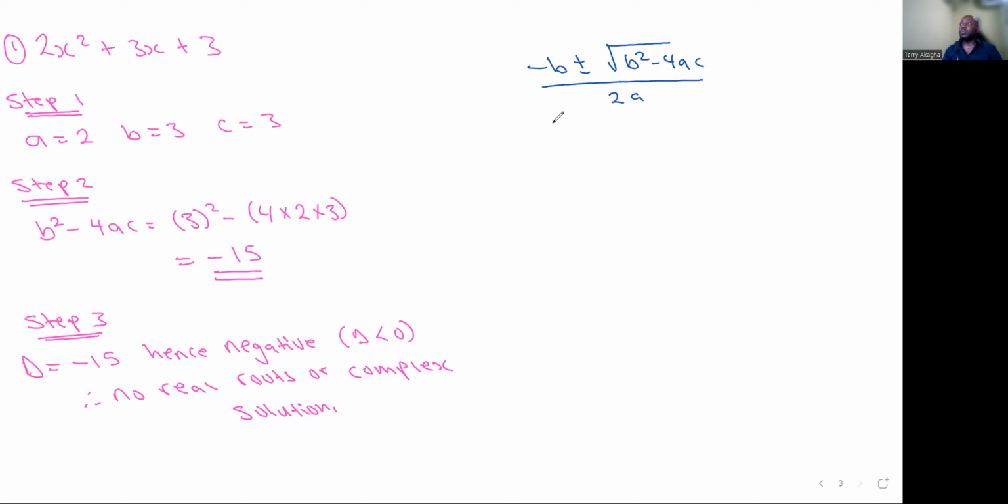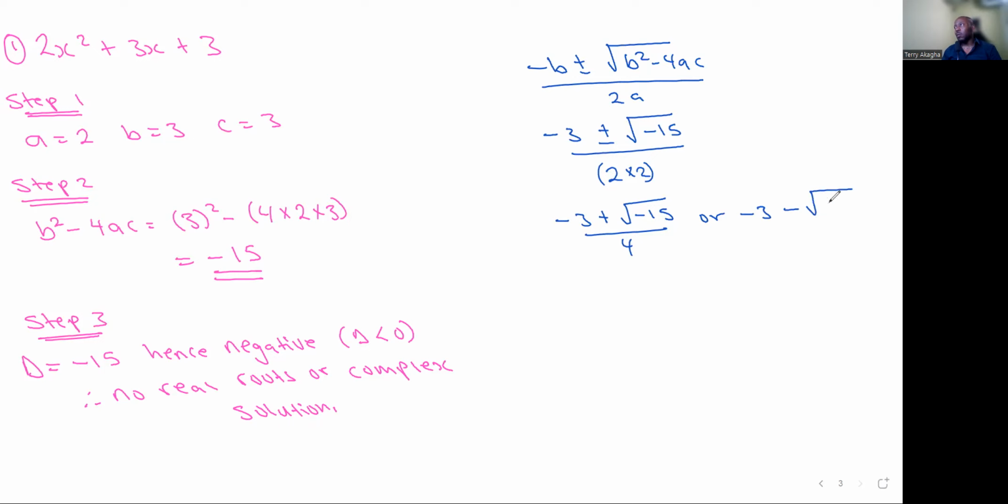All right? The b is going to be minus 3 plus or minus the square root of b squared minus 4ac, of what? Minus 15, divided by 2 times what? 2. You see it? And that will give you 4. Then it now becomes minus 3 plus square root of minus 15 divided by 4, or minus 3 minus square root of what? Minus 15 divided by what? 4.